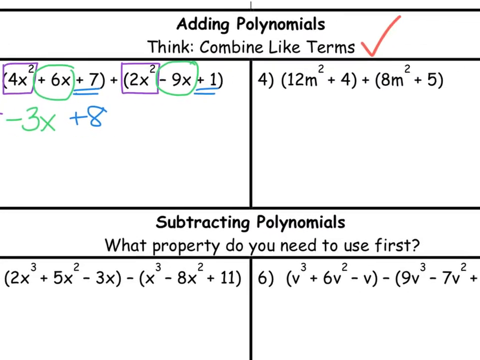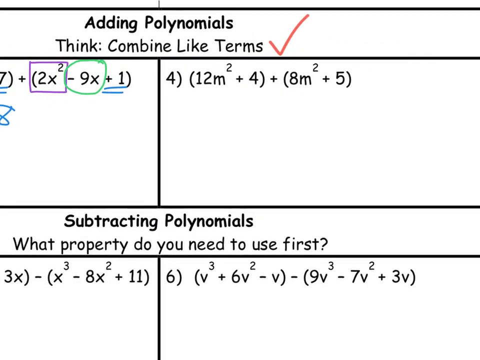Let's go ahead and try number 4. Same thing, there's a plus sign right here, so that means that I don't have to worry about the parentheses. I don't have to distribute anything. So we're going to look at 12m squared plus 8m squared, and that's going to give us 20m squared. Just add the coefficients, and keep the base and the exponent. It's just like terms.